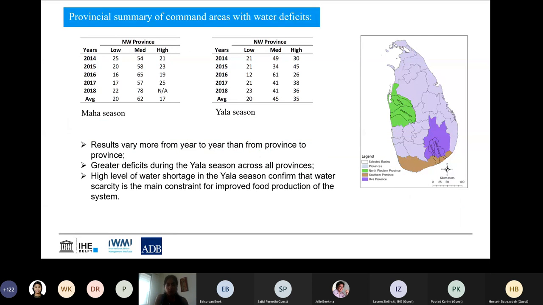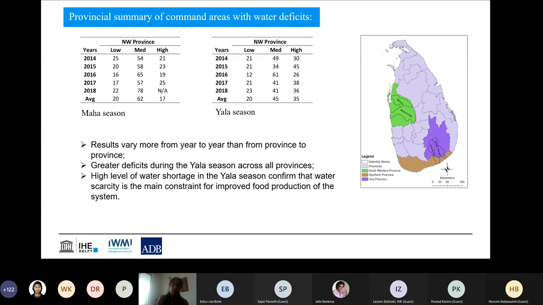So the data are also provided as a provincial summary because the institutional framework for management of the tanks is complex. In order to summarize at the various levels, we provided it at the provincial level as well, for the irrigation offices, which operate within the provincial and district boundaries, as well as the project implementation units, which are based in each province. So really the key message from this level of analysis is that results vary more from year to year than from province to province.